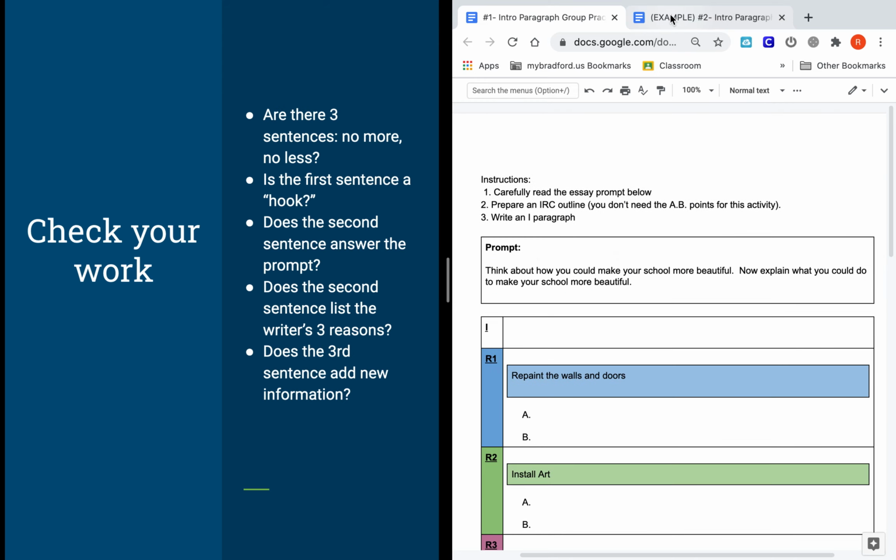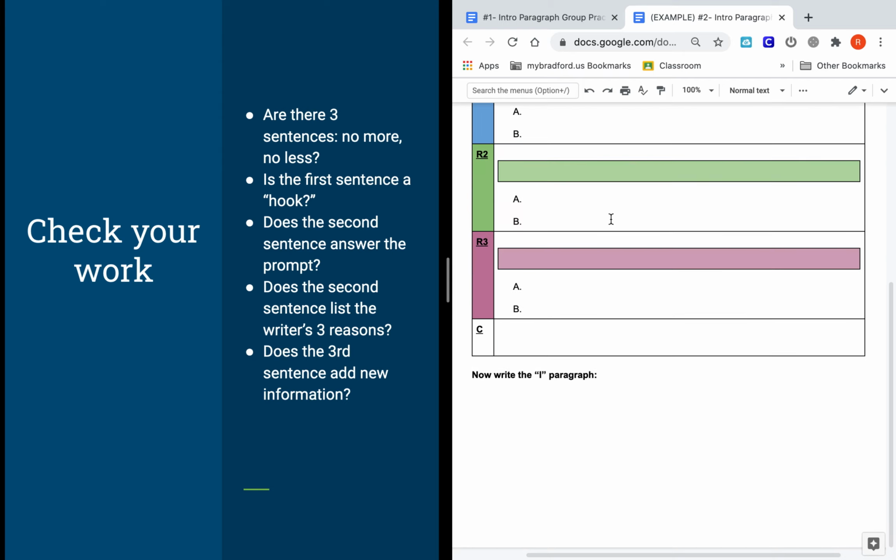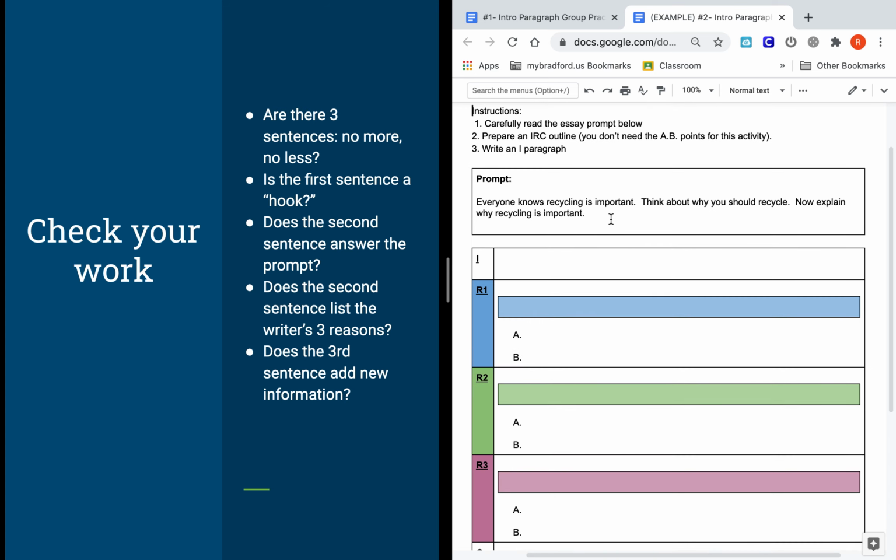Go ahead and fill out example number 2, which asks, everyone knows recycling is important. Think about why you should recycle. Now explain why recycling is important. In class, we did this one as a group, and I came around and checked people's answers. If you want, because you're working from home, you can fill this one out and email it to me, and I will give you some feedback if you're on the right track or not. What I want you to do is to fill out the third one and submit that one for a grade. It will be a 10-point assessment.